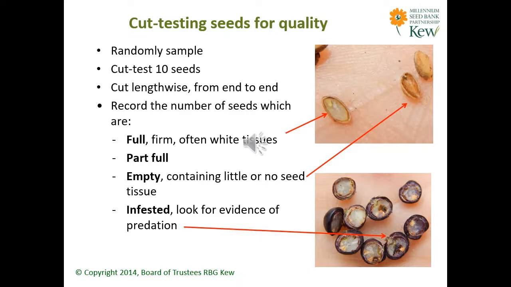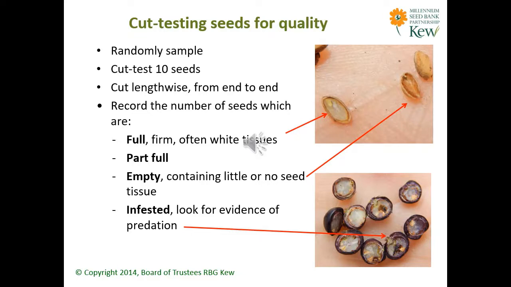So to cut test seeds to get the quality, we need to randomly sample 10 seeds and cut them lengthwise from end to end so you can see as much of the content as possible. We need to record the number of seeds which are full. These are firm and often have white tissues.